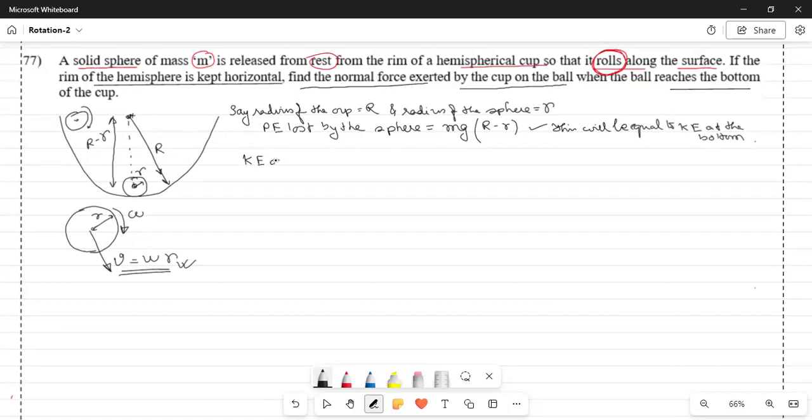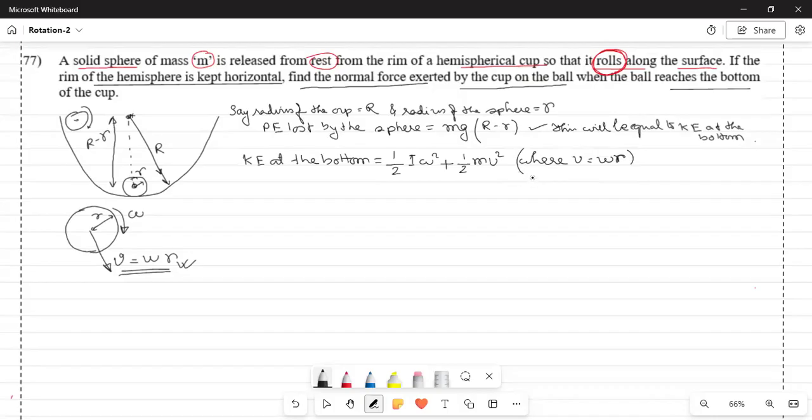Kinetic energy at the bottom is equal to rotational kinetic energy, half I omega square, plus the kinetic energy due to the translatory motion of the center of mass, half m v square, where v is equal to omega r, omega smaller. This relation holds good because it is pure rolling.